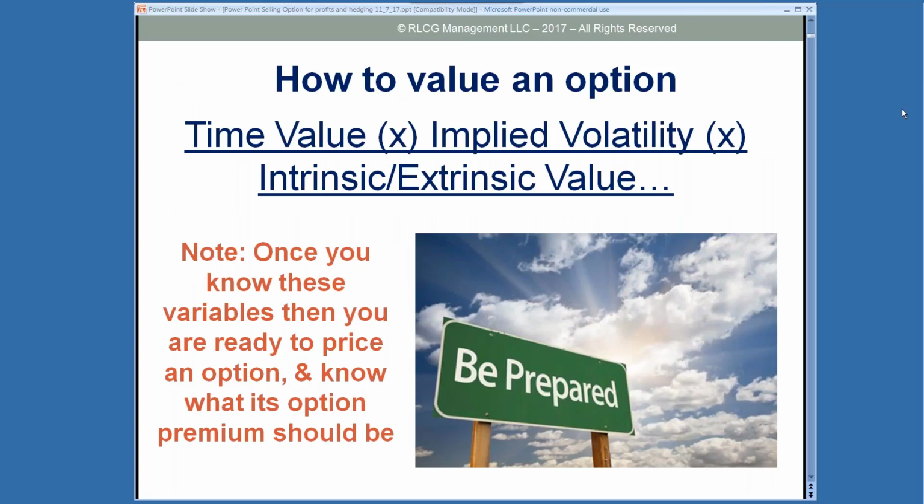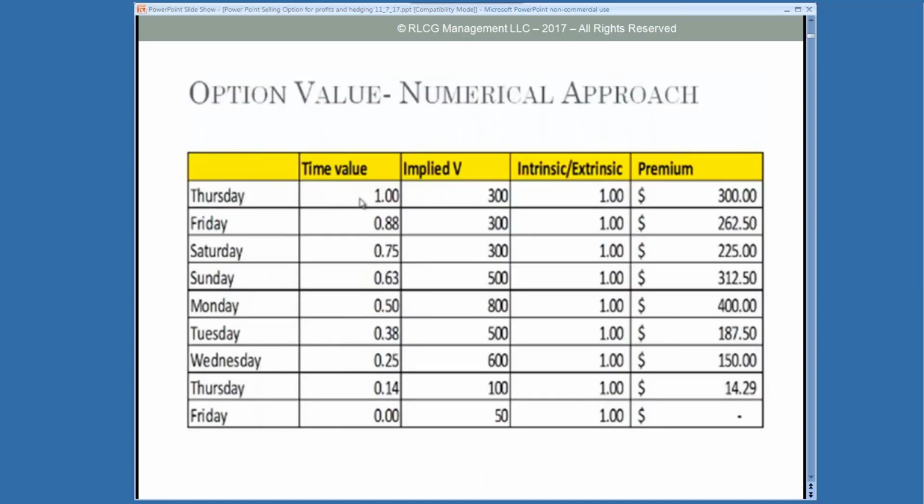So it comes down to the price of the option, and that really comes down to these components. The first one is time value, times the implied volatility, times your underlying value, the intrinsic and extrinsic value. Once you know these variables, you're going to be ready to price an option, know what its price should be, and have a better idea of what option strategies you should use.